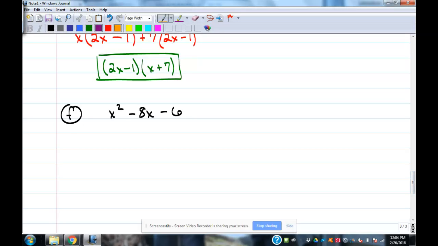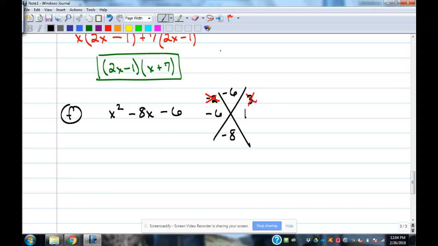Is it in descending order? What next? No GCF, so we're going to do the X method. What goes on top? Negative 6, and on the bottom, negative 8. So I'm thinking factors of 6. Negative 2 and positive 3, but that adds to be 1. So that doesn't work. Maybe negative 6 and positive 1.